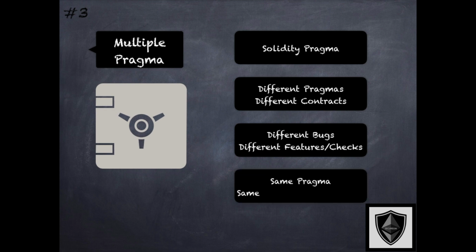So from a security perspective, what is recommended is to use the same pragma across all the different contracts that form that smart contract application. This will result in all of them having the same set of bugs, features, and security checks, which can be accounted for while one is testing that smart contract application.